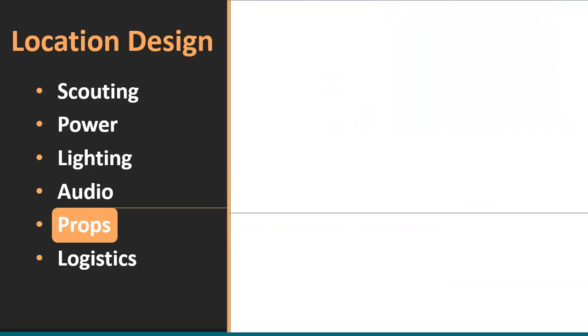Let's talk about props. Most of you probably know that props is shorthand for property. And we're not just talking about props that you can hold in your hand. All of these locations that you're going to be evaluating will have, to some degree, a variety of props available that you can use in your shots. They don't necessarily have to be movable. They could be permanent. And these are all things to consider as you look at the potential designs. But they will obviously be entirely dependent on the actual location.